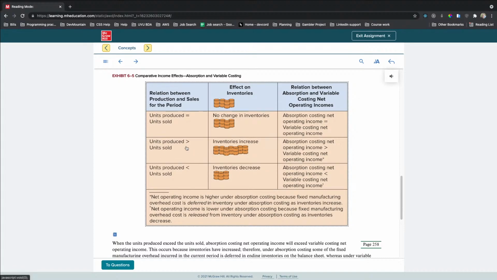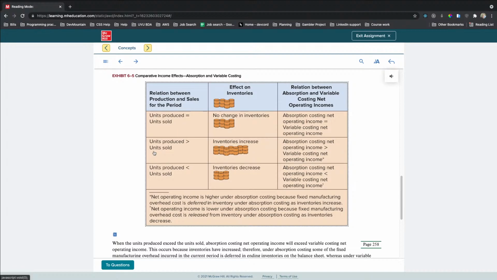Now, if there are more units produced than units sold, so if we produce 5 and sell 2, then what is that going to mean without looking at the diagram? Well, if we produce more and we sell less, that means that under absorption costing, more of the fixed costs of our manufacturing overhead is going to be in our inventory. Like the rent of our factory or the rent of the machine, it's going to be just sitting there waiting for it to be sold so we can actually see how much we owe or have paid.